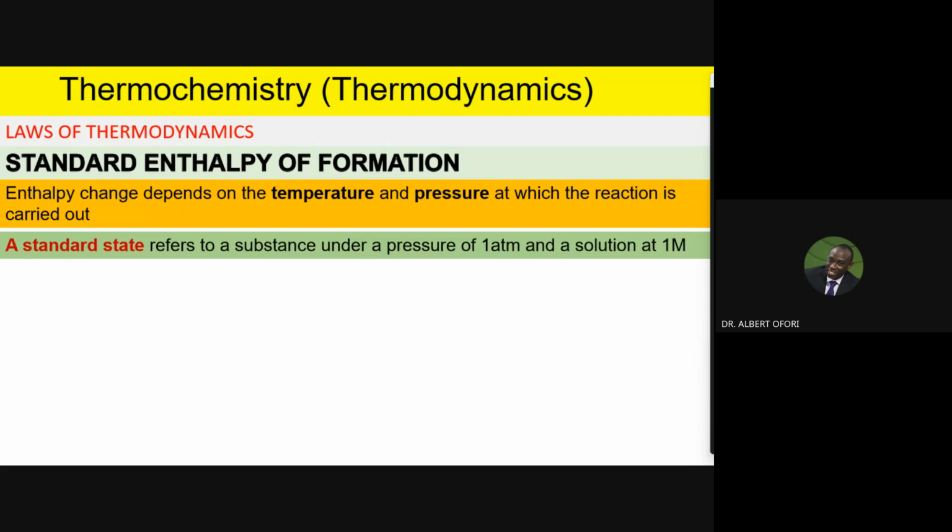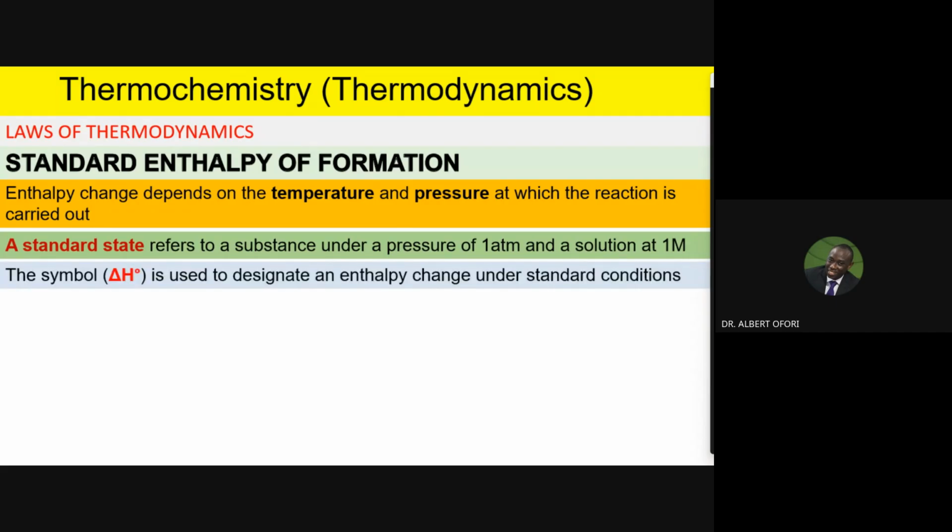Okay. So the enthalpy change depends on temperature, pressure, and then volume. Now, if we set the standard conditions, 1 atmosphere, 1 molar, and those kinds, then that becomes a standard enthalpy. We use the small dots there just to explain. Now we are setting it as standard conditions.